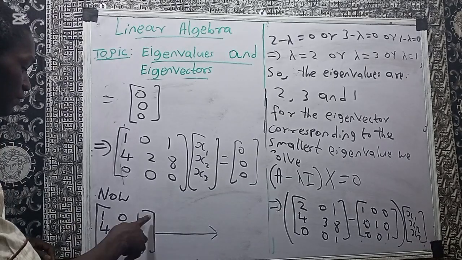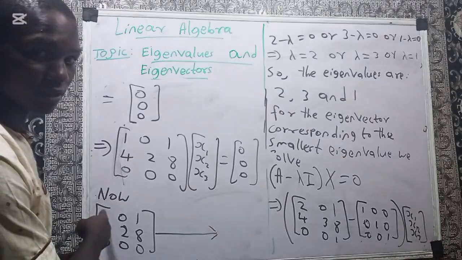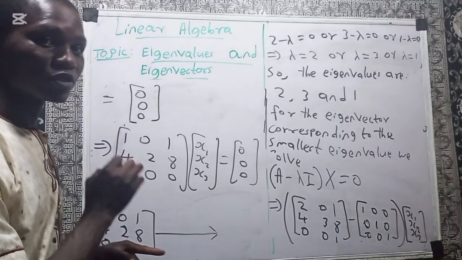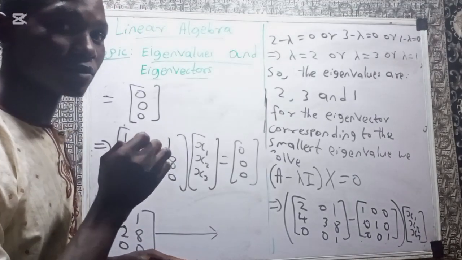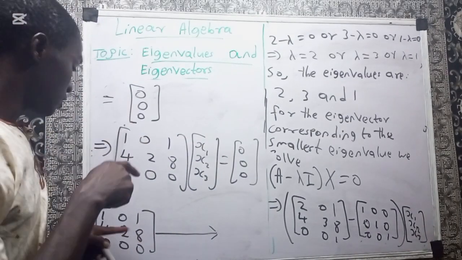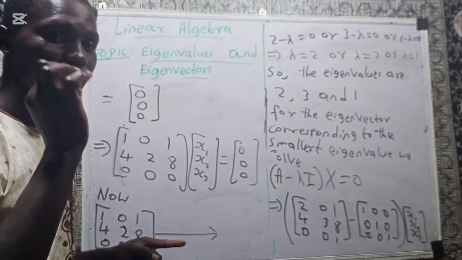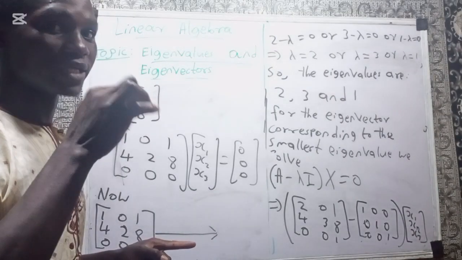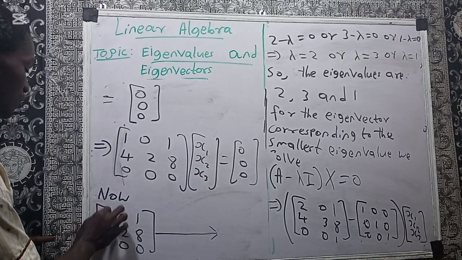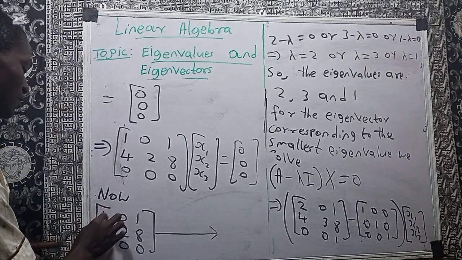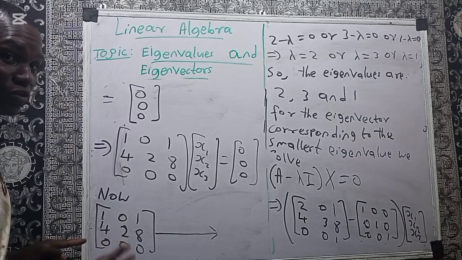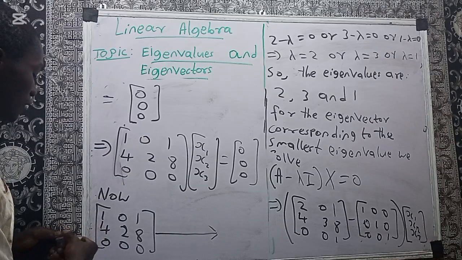Now in row 1, the first non-zero number is 1. So we don't have an issue with that. When you have gotten the first non-zero number in a particular row, it is called the leading entry of that row. Then all the numbers below that leading entry in its column, you make them zeros. The first non-zero number in row 1 is 1, located at column 1. So the numbers below it are this 4 and 0. 0 is already 0, so the only one we have to make 0 is 4.